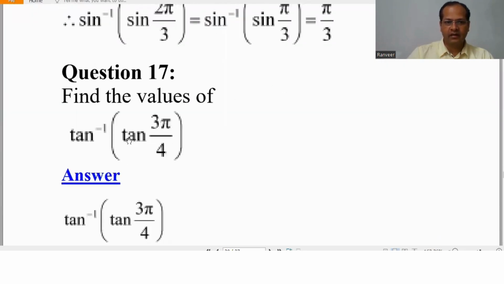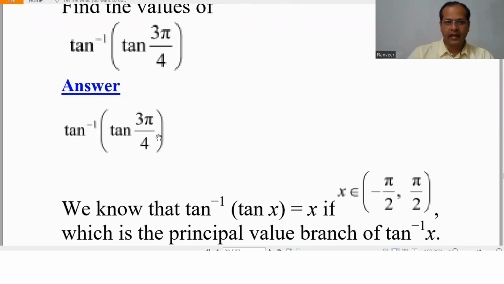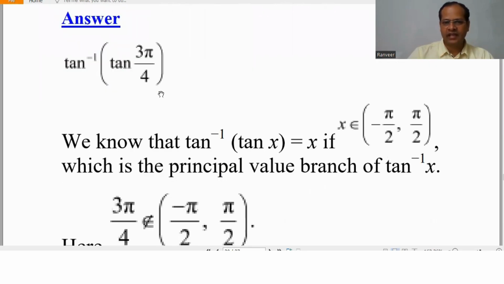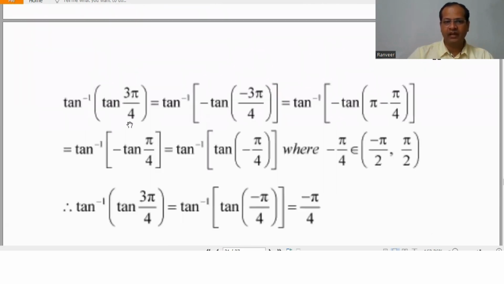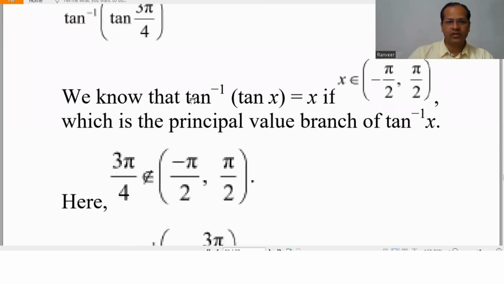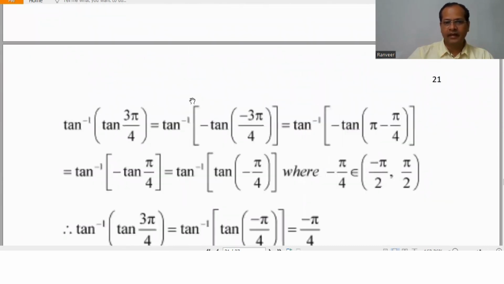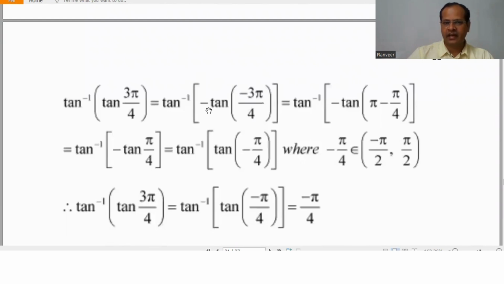Same way, tan inverse tan 3 pi by 4. The range of tan inverse is x belongs to minus pi by 2 to pi by 2, but here also the same scenario: 3 pi by 4 does not belong to minus pi by 2 to pi by 2, because this is above pi by 2. So we have to convert in the same way. For tan inverse tan 3 pi by 4, we write tan inverse of minus tan minus 3 pi by 4.